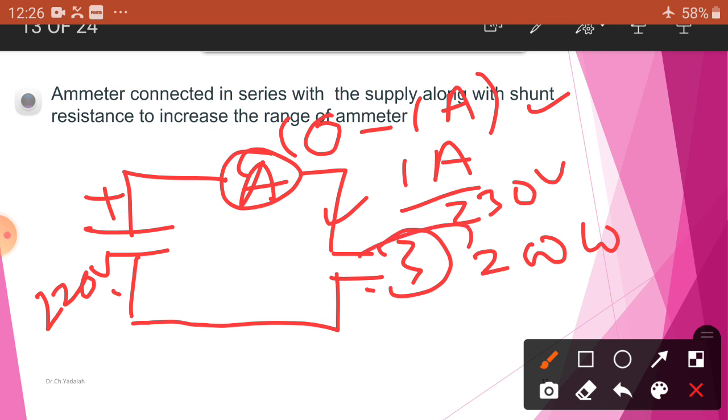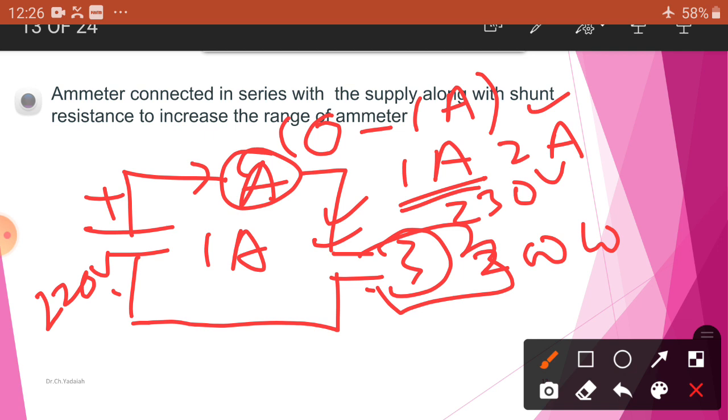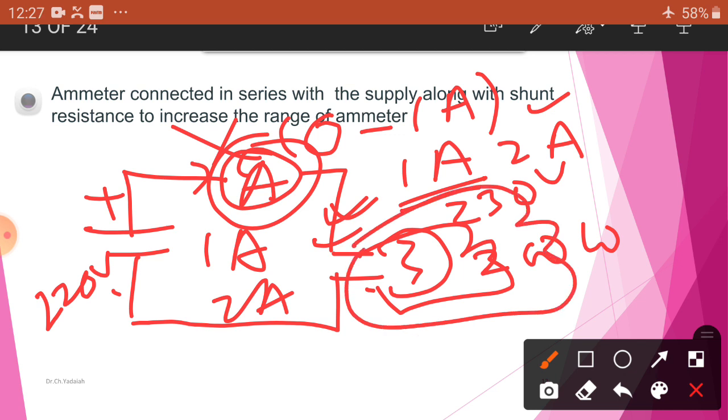Now I connect another bulb in parallel, then automatically the current may be 2 amperes instead of 1 ampere. But the meter can bear only 1 ampere, and now it is drawing 2 amperes, so the meter will spoil. The meter will burn out definitely, because its full load current capacity is only 1 ampere. Suppose I connect another bulb, then the current may be 3 amperes. Now it will burn out.